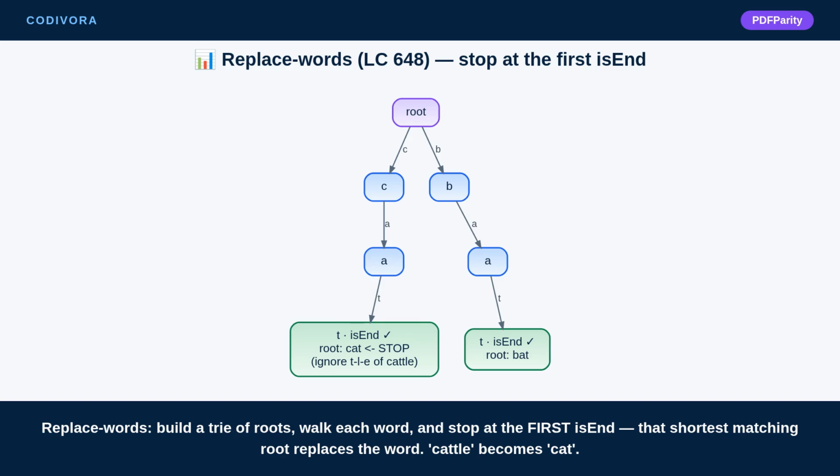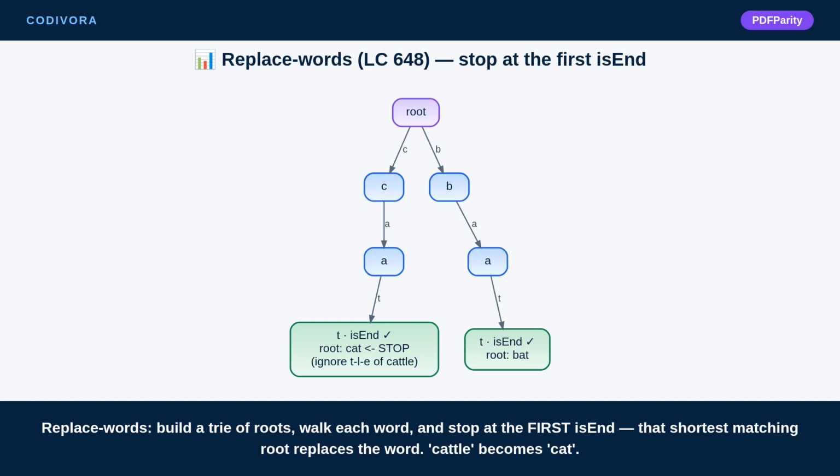Replace words. You are given dictionary roots like cat and bad, and you replace each word by its shortest root. Build a tree of the roots. To replace cattle, walk C, A, T. The T node is flagged as a word end, so cat is a complete root. Stop immediately. Do not walk the leftover TLE, and emit cat. The first isEnd you touch is the shortest root, so early stopping is the whole trick.